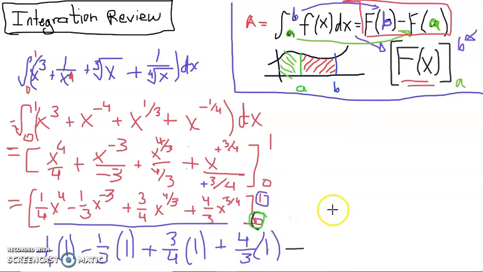Have to plug in the lower bound as well. So as you can see though, this is going to be 0 minus 0. Ooh. Problem.